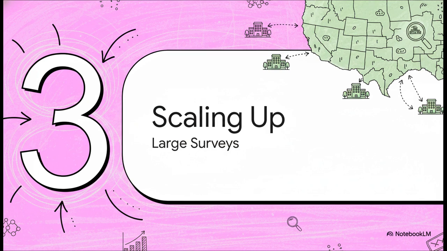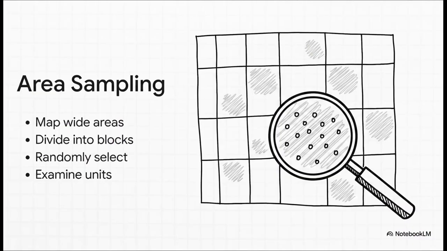Moving right along to Section 3, let's talk about scaling things up for large surveys. I can literally hear some of you wondering right now, Professor, how on earth do we apply these rules when our universe is the size of an entire country? Well, when our research requires us to map out incredibly wide physical territories, area sampling is absolutely our go-to tool. It is essentially cluster sampling, but applied to geography.